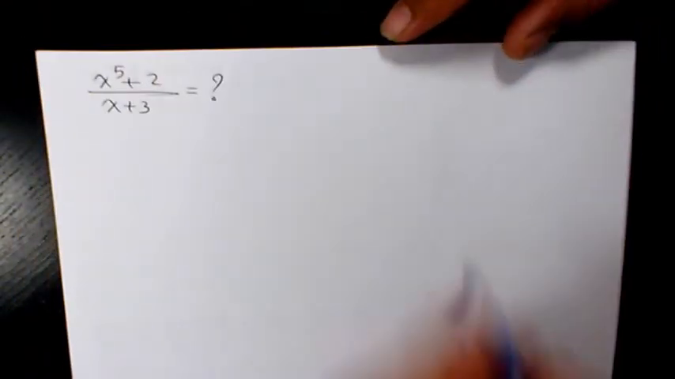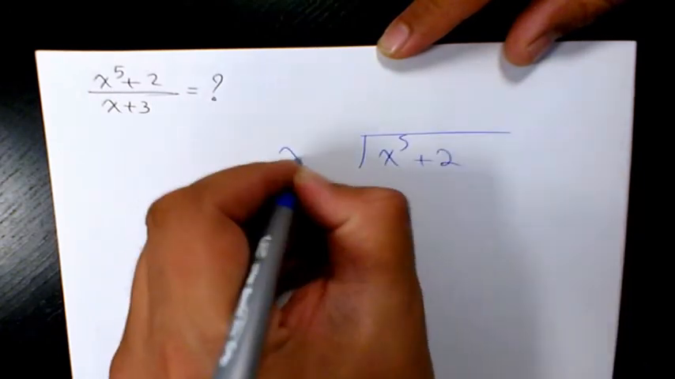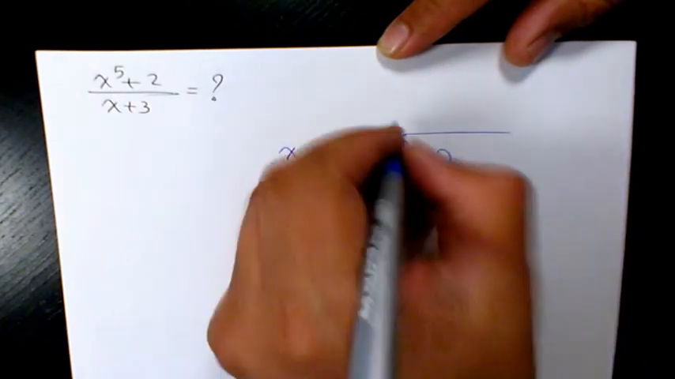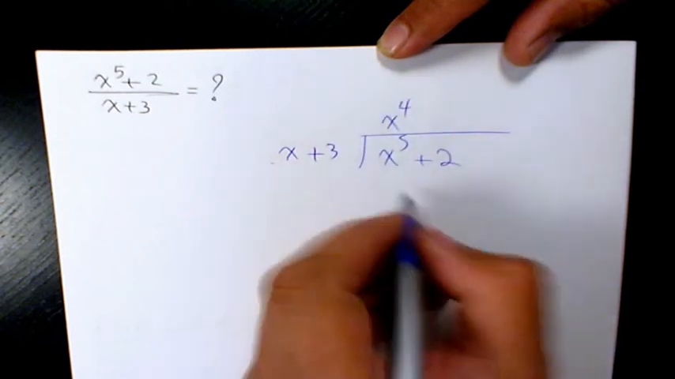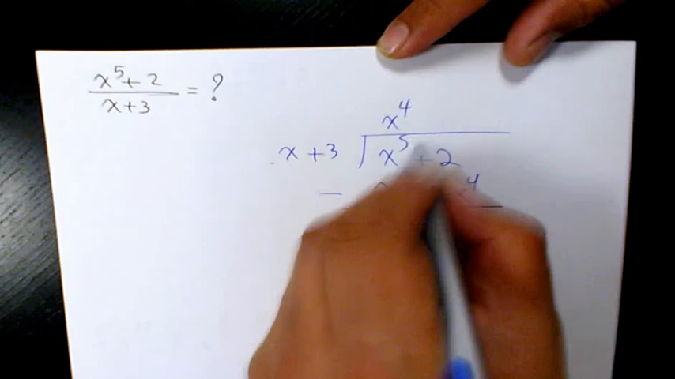Let's do the last one. x to the power 5 plus 2 divided by x plus 3. x to the power 5 divided by x is going to be x to the power 4. Multiply it, it's going to be like that. When you subtract it, these two cancel out.